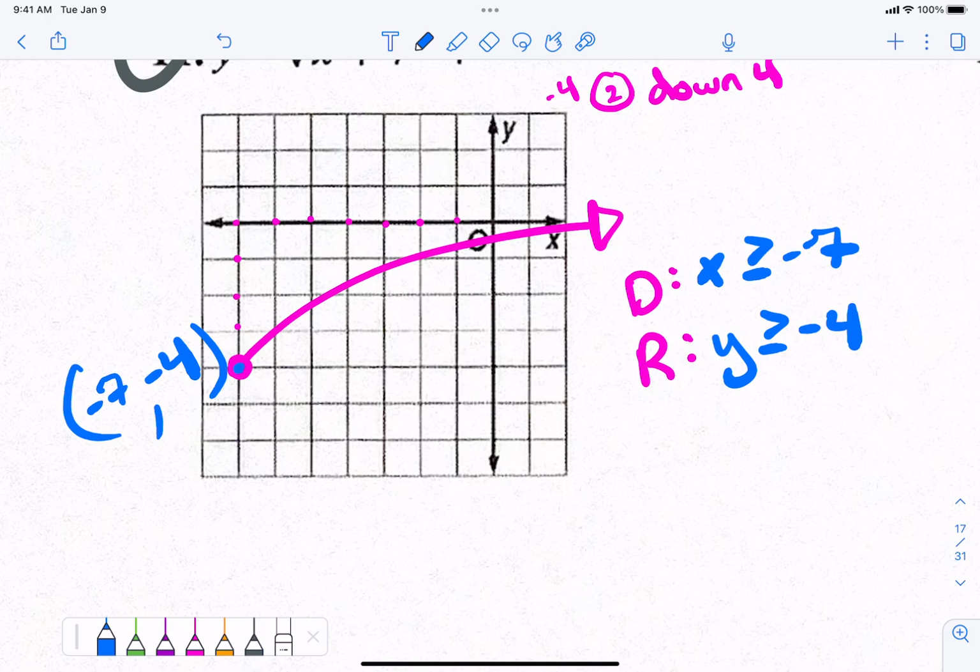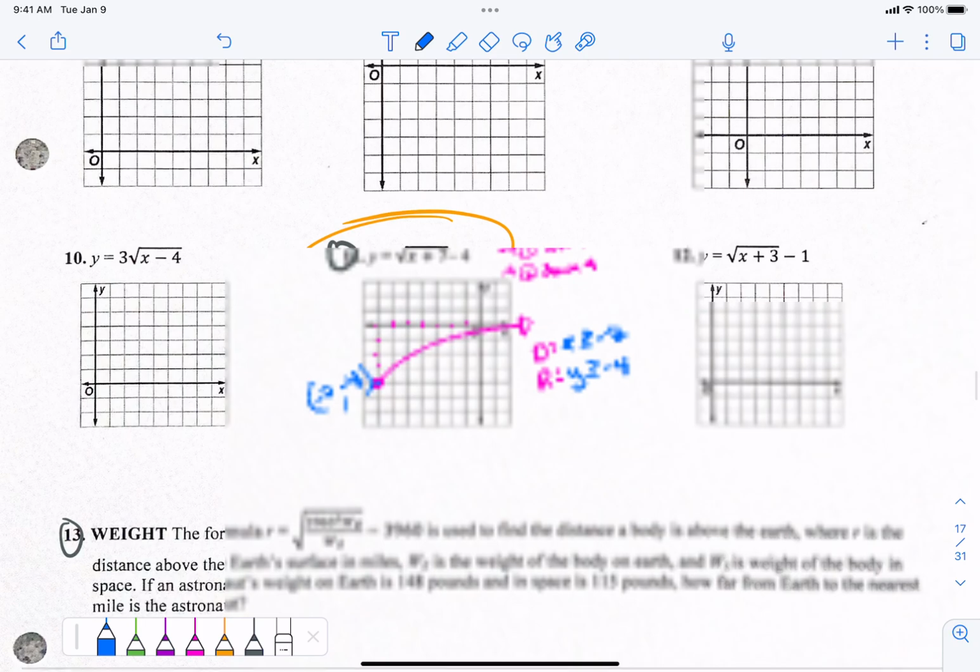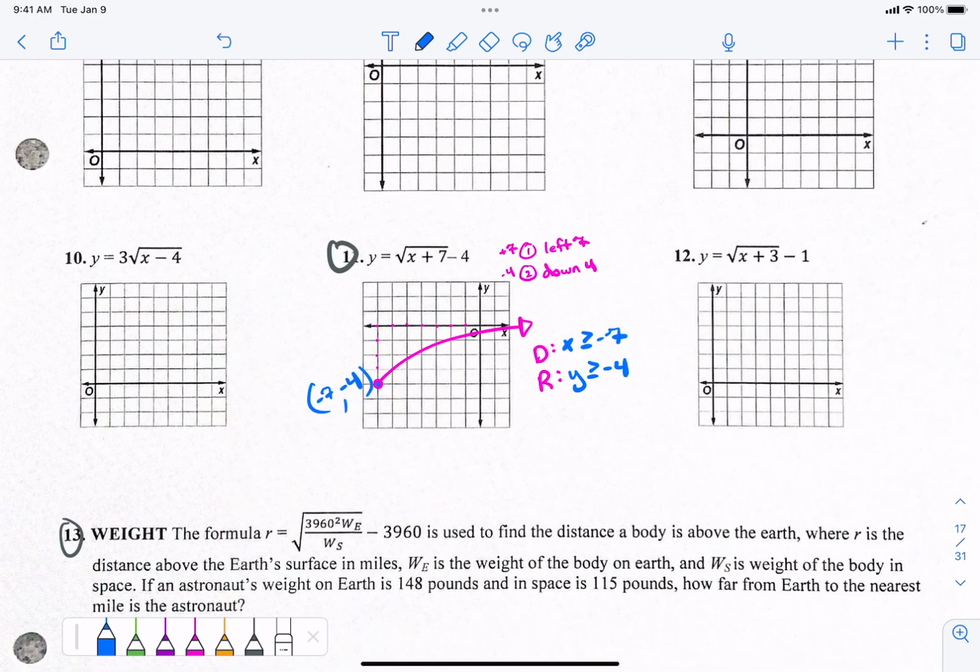There you go. 13. Okay? So this is the same as this, but there is the graph too? Yes. Okay.